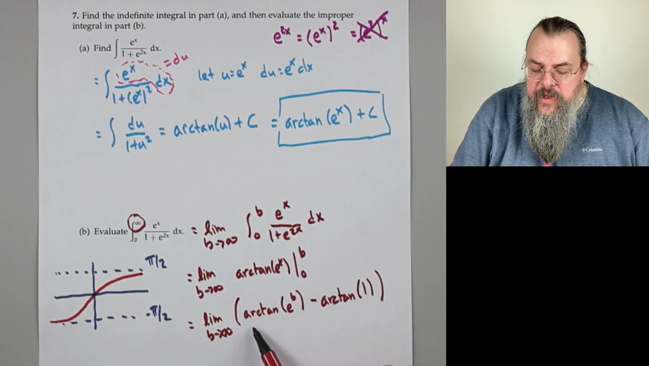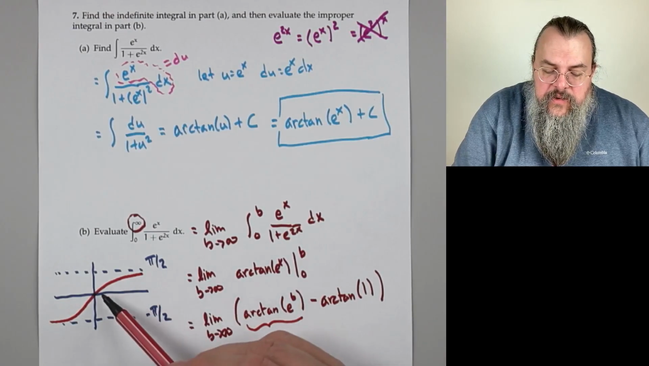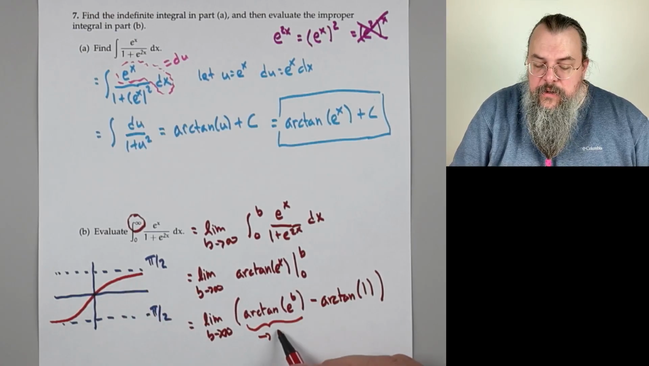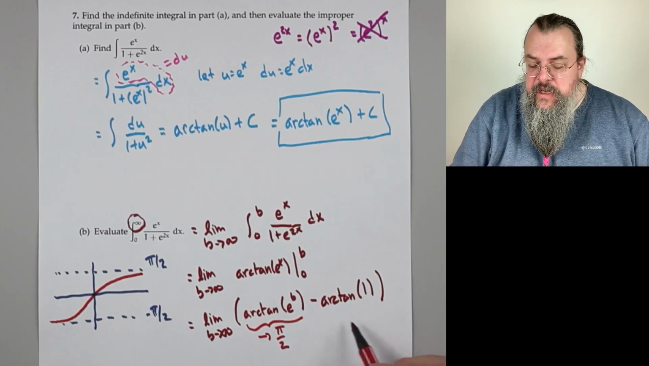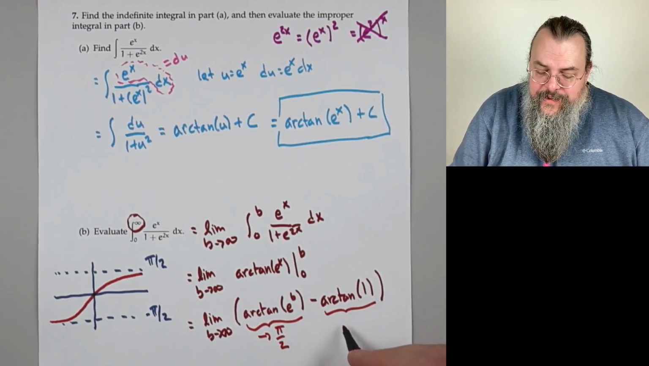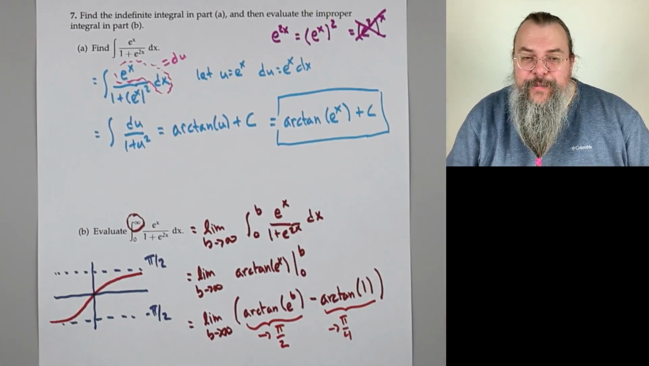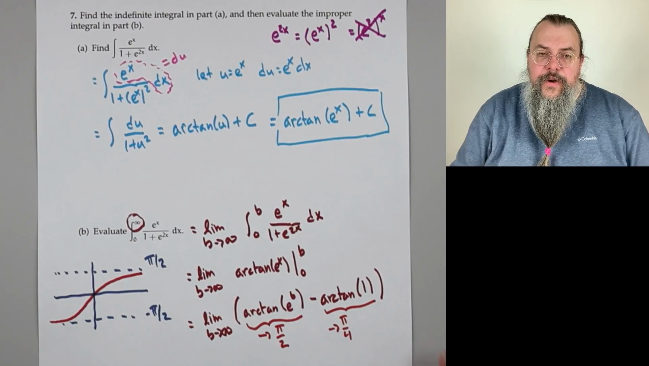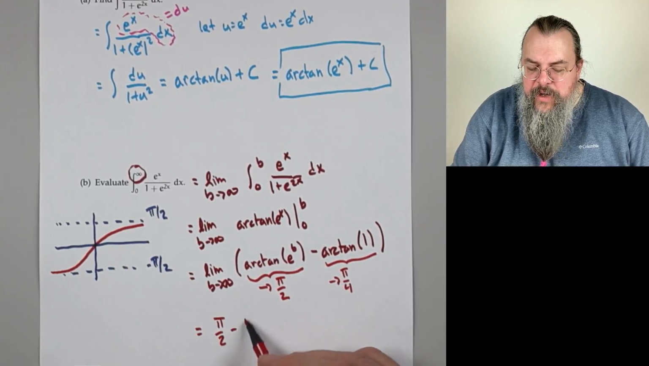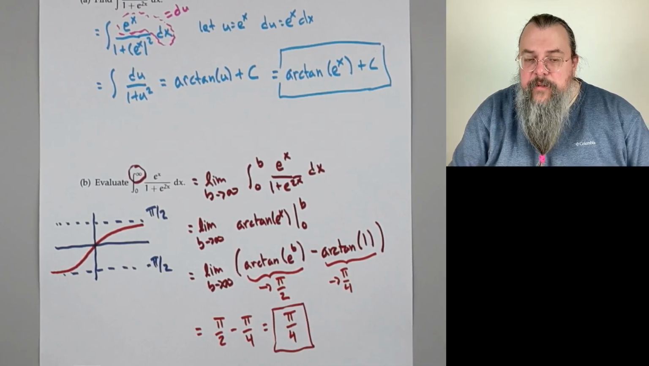So what's happening here? So this arctangent of e to the b, the inside is getting big, and so we're going further to the right, and so this approaches the asymptote, which is pi over 2. Arctangent of 1, well, what tangent of what gives you 1? The answer is pi over 4. Of course, it doesn't just go to pi over 4, it's always pi over 4. So what we see is that our answer in the limit is pi over 2 minus pi over 4, and that would be pi over 4. Done.